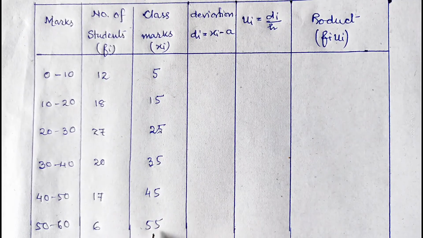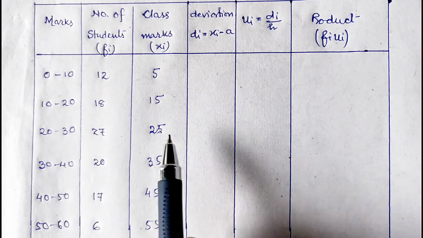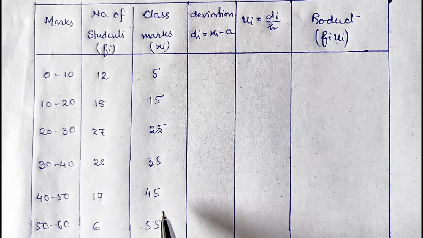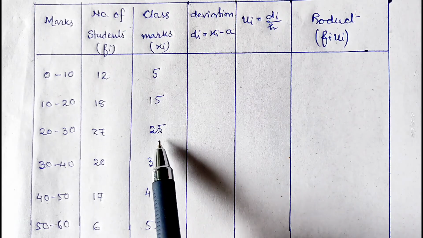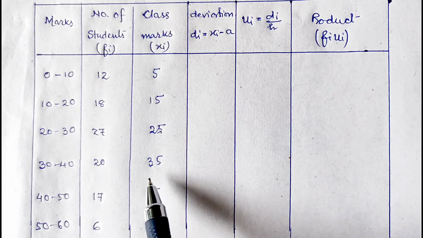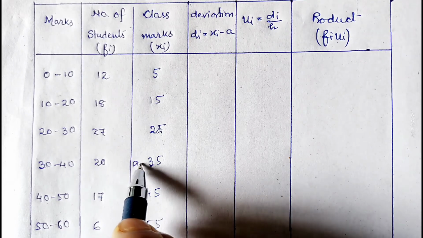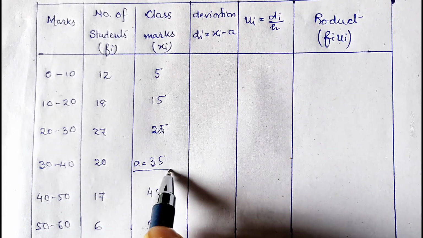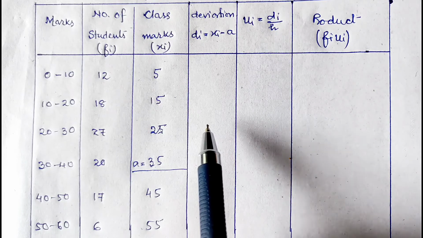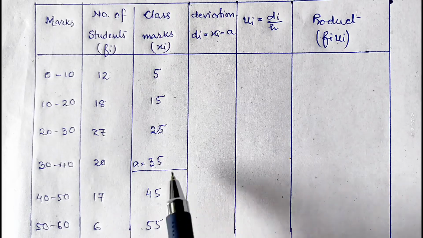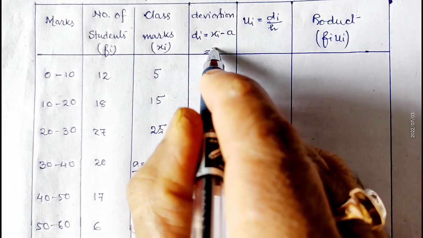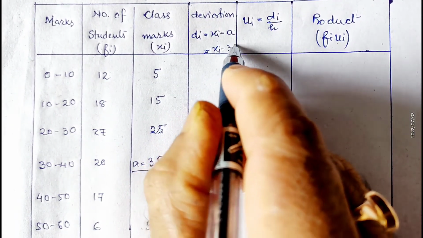After calculating class marks, like in the assumed mean method, we have to assume one value as the mean. From these values we take one as the mean, and I told you that it is always better to take something from the middle. Since there are 6 values, you can take either 25 or 35 as the assumed mean. Suppose we are considering 35 to be the mean. Next column is deviation. To calculate deviation, we subtract 35 from all these xi. So here it will be xi minus 35.